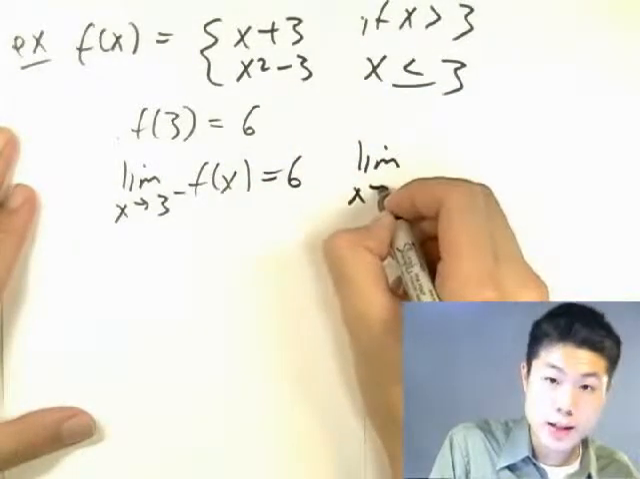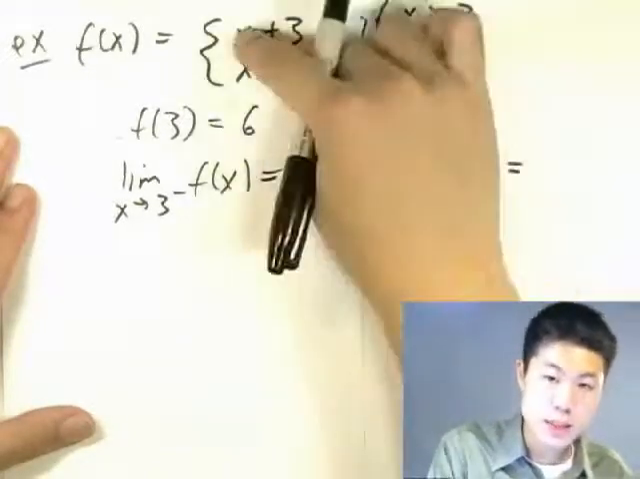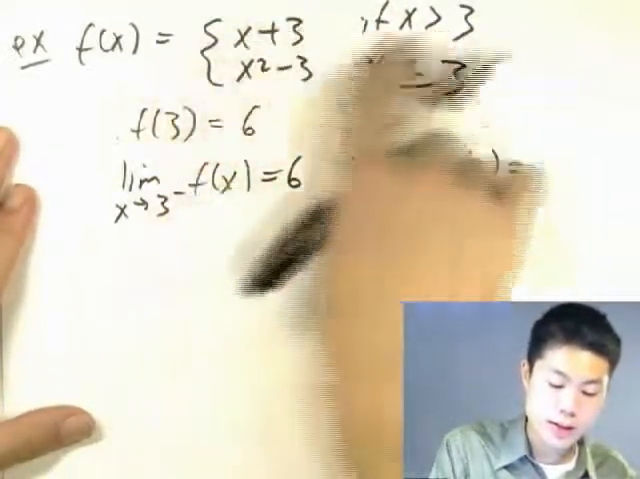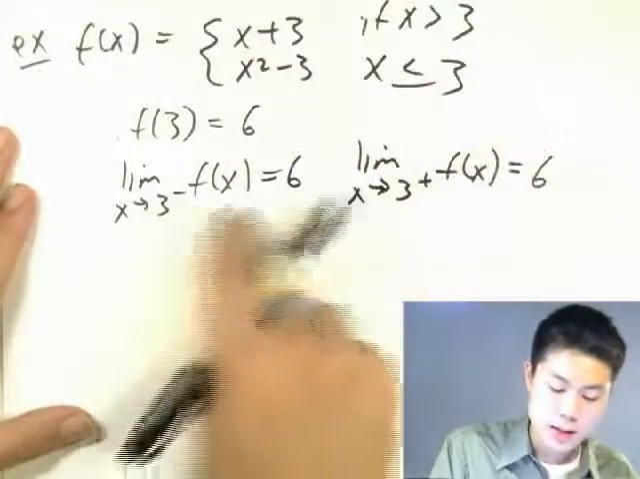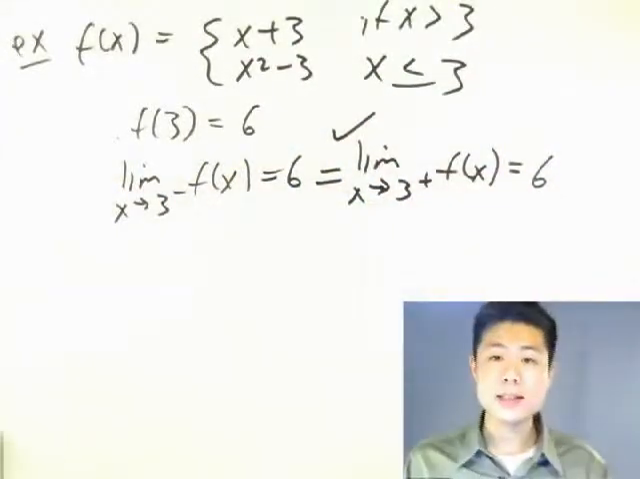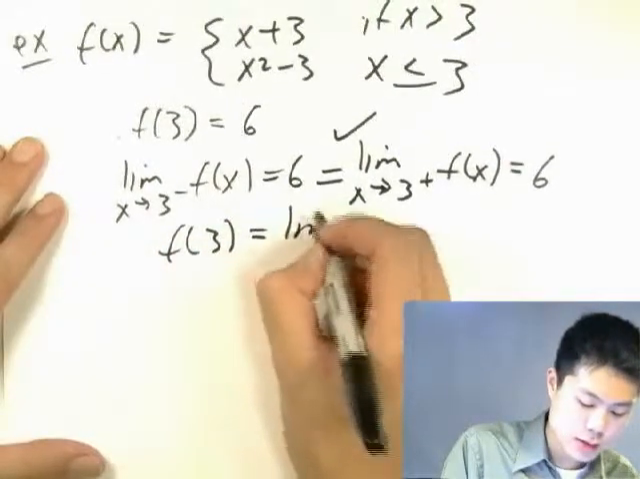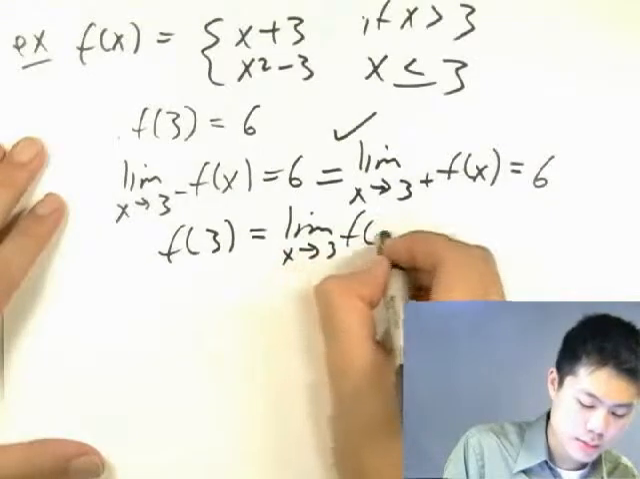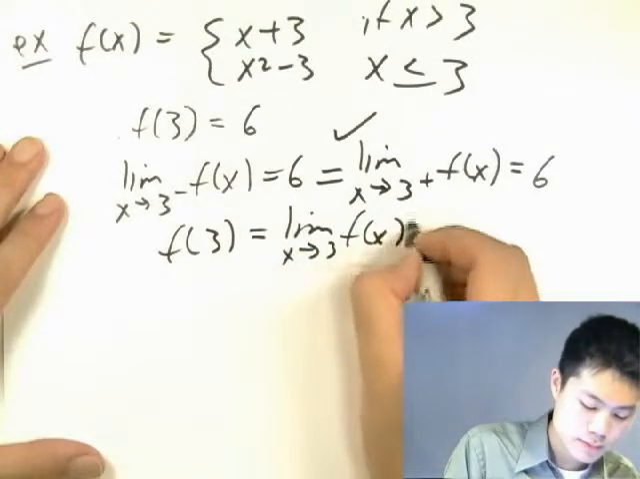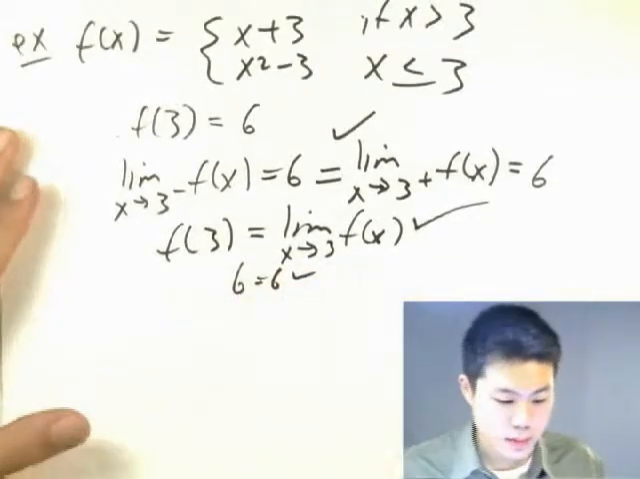The right-hand limit is going to be like coming in from the right. So 3 plus 3 equals 6. They equal each other. Congratulations. Okay, so the limit does exist. Third question. Okay, does the function equal the limit? And yes, it does, because 6 is equal to 6.